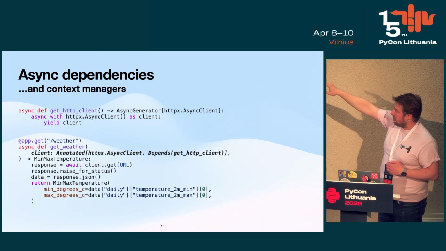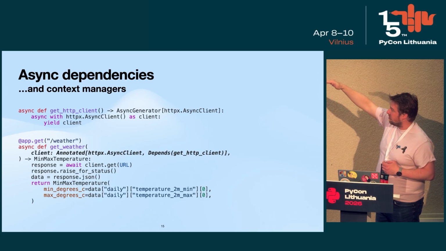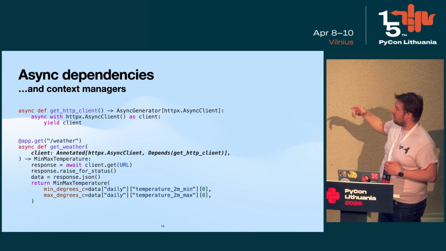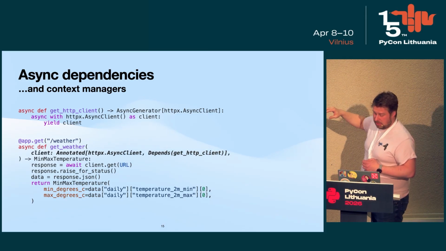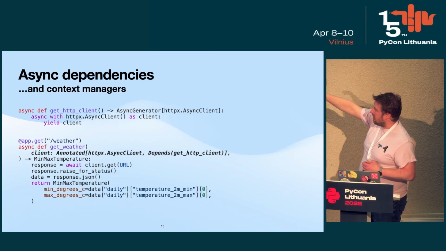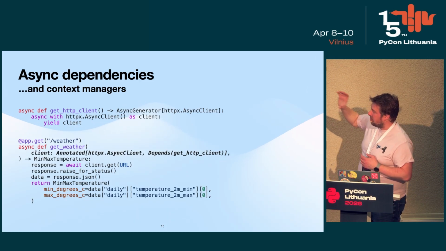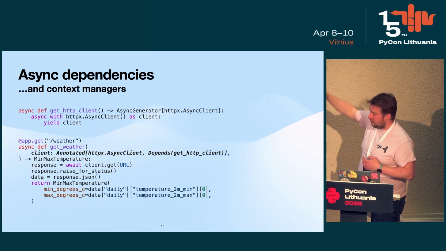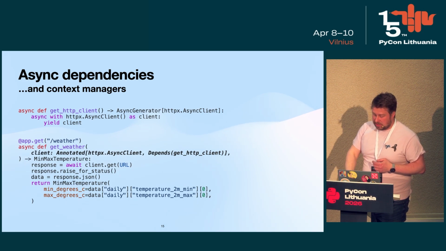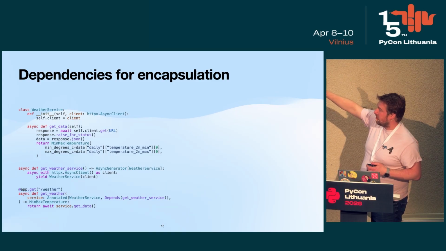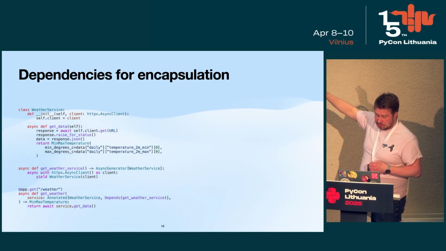They can be asynchronous, and they can be generators as well. So this allows us to set up and tear down our dependencies if we need to. And this is the weather example that we saw from earlier, but with injecting this HTTP client. So that just separates out the logic from the dependencies that are being used. So this allows us to organize our code in a much nicer way.